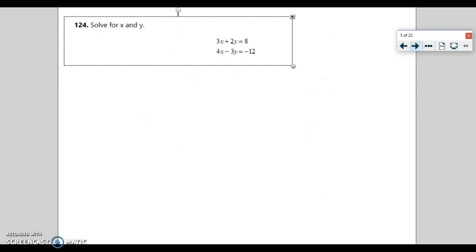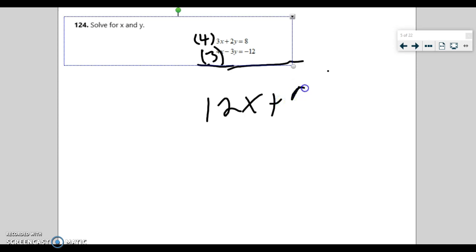Okay, solving for x and y, we talked about this. Again, you have to make the coefficients be the same. So I'll change x into 4. I'll change y into 3. I'm going to multiply both equations. So the top one is going to be 12x plus 8y equals 32.